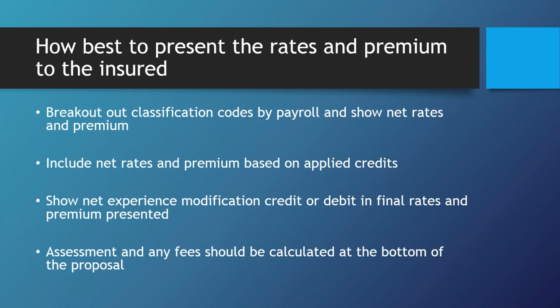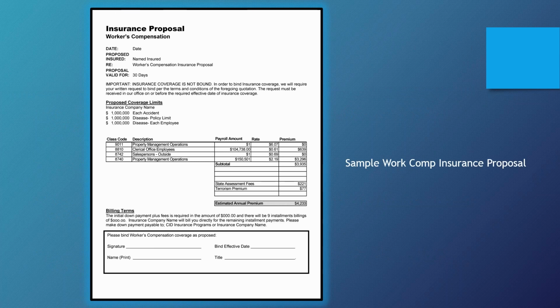net rate. Show the state assessments on there as well. If it's California, it's going to be several different assessments grouped together, and we typically show it as just one line item for state assessments, and then the total premium after all the credits or debits are applied. On that next slide, you'll see the actual template that is used for that. It's always better to show the full base rate and the net rate on that, and then the credits.